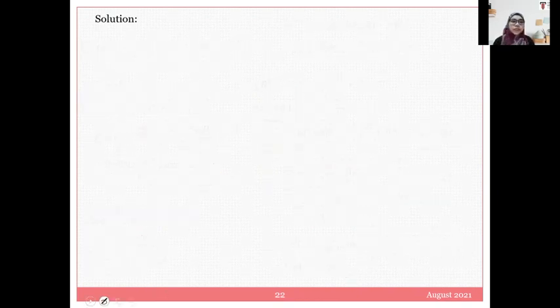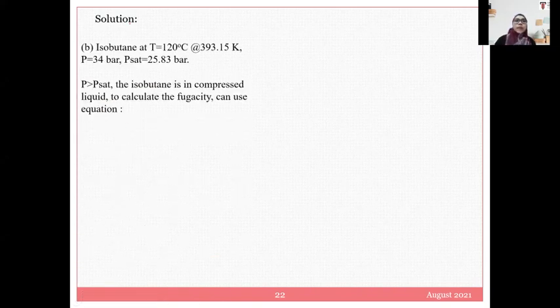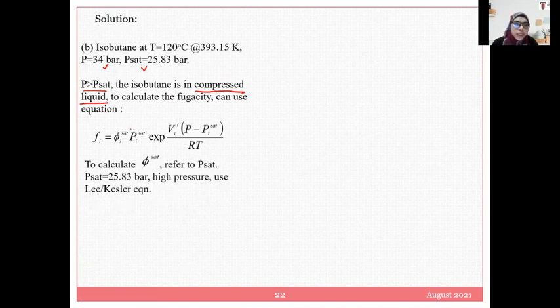Okay, let's move to the next question, to determine the fugacity of isobutane at temperature 120, with the given pressure and saturation pressure also given. First we need to define the phase for this species. Based on the restriction that P is higher than saturation pressure, we can describe the species in the liquid region. We can determine the fugacity using this equation for the liquid. And then we need to determine the fugacity coefficient at saturation.